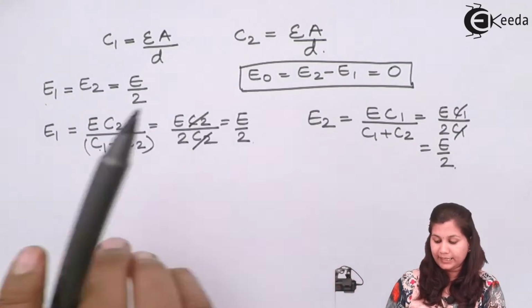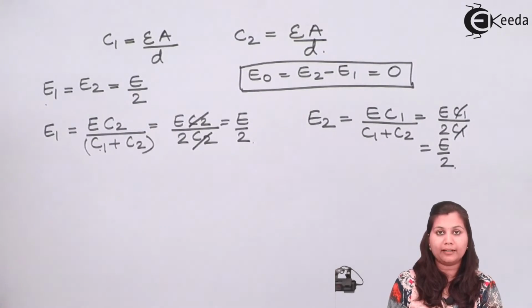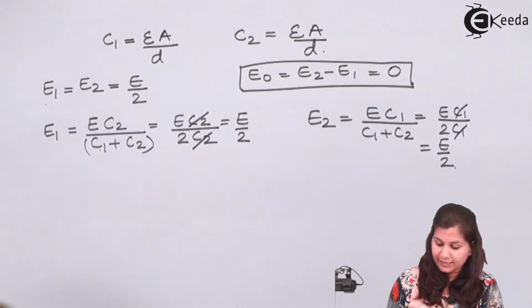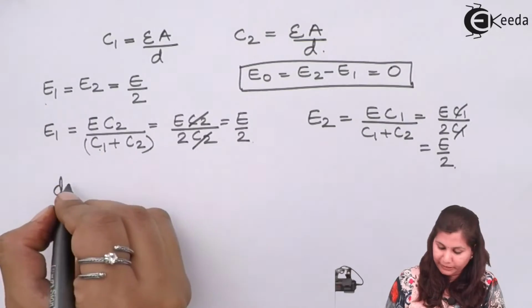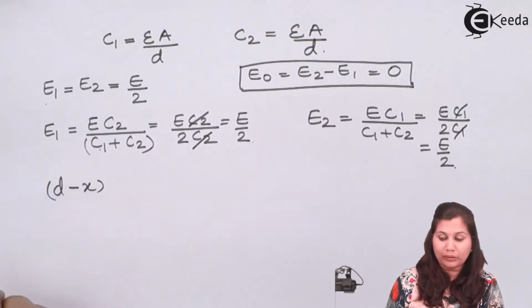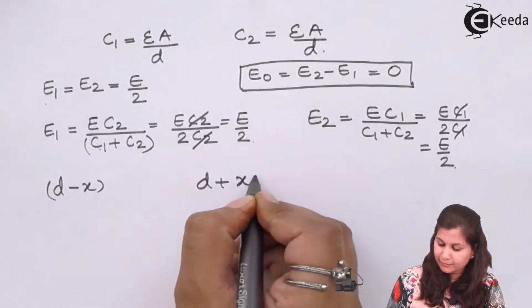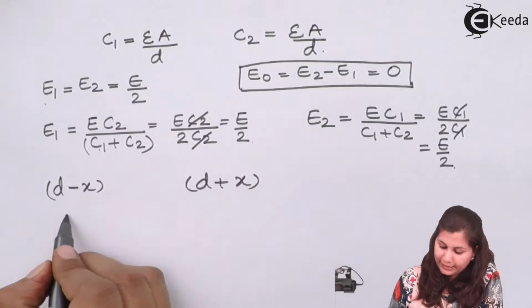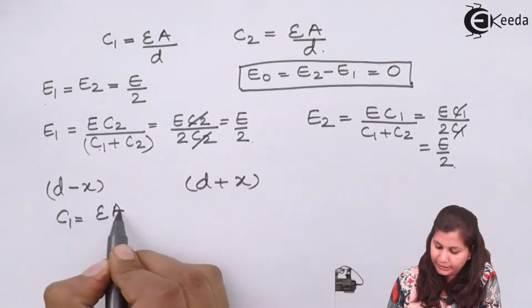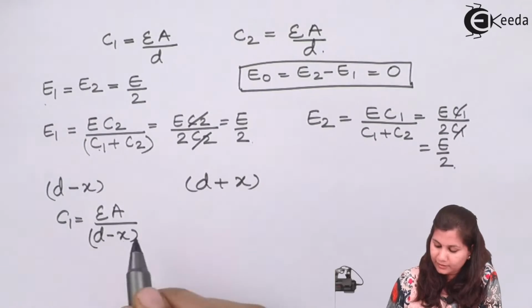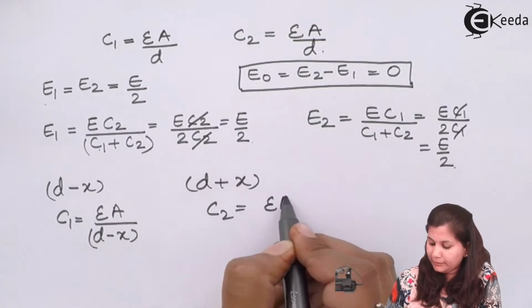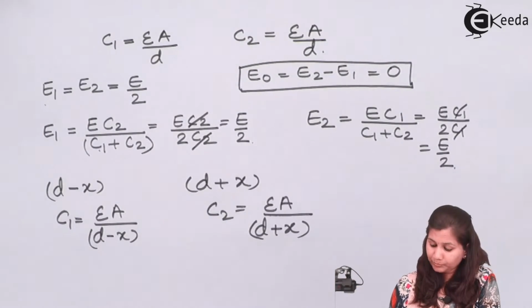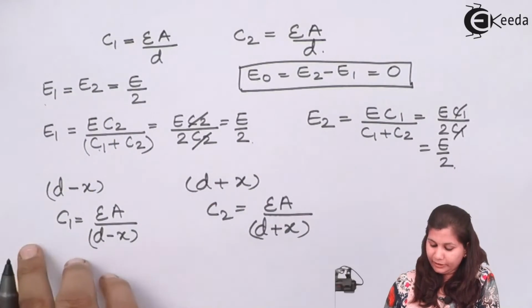Now comes the second case, when the movable plate is moved by a distance x. A displacement x is applied to it, so the distance is decreased for the first capacitor, and it will be d minus x. For the second capacitor, the distance between the plates is increased, that is d plus x. So in that case, C1 will become epsilon A upon d minus x, and C2 will become epsilon A upon d plus x.